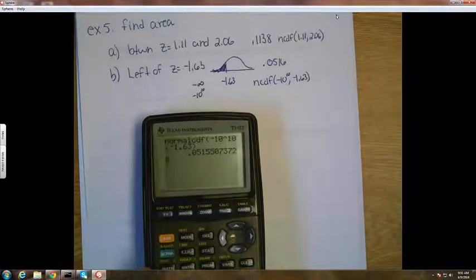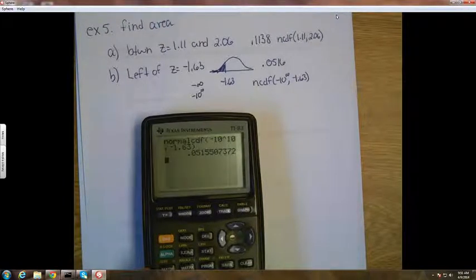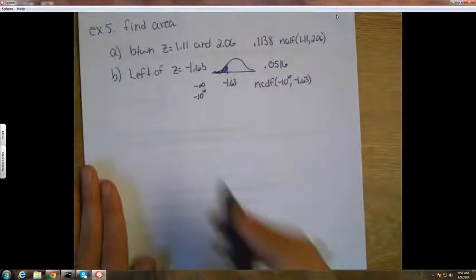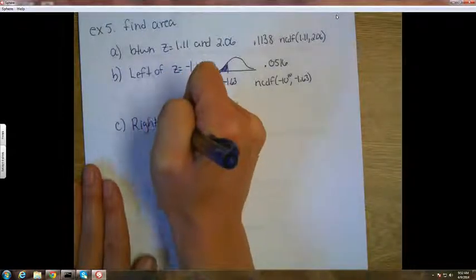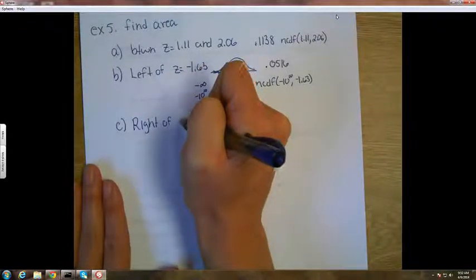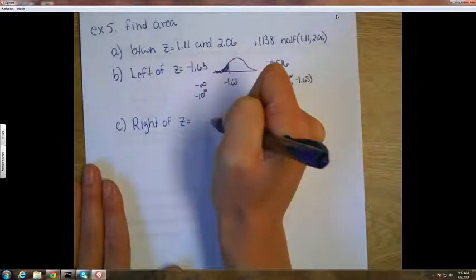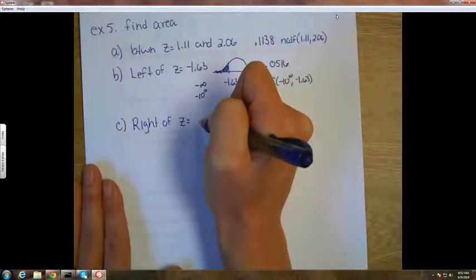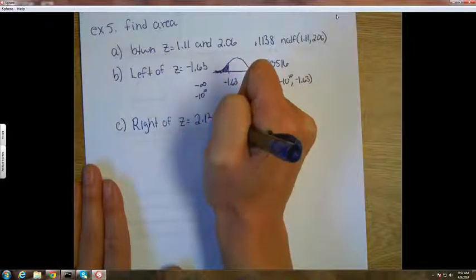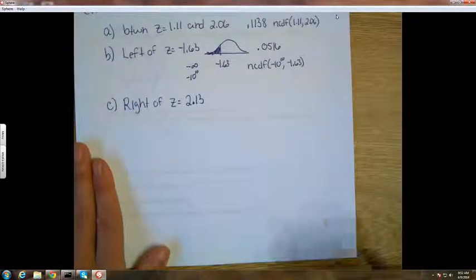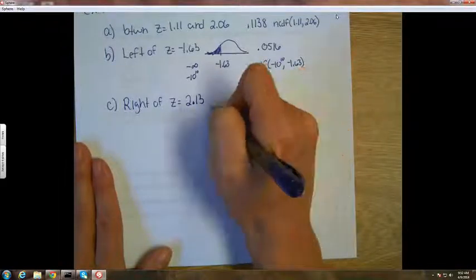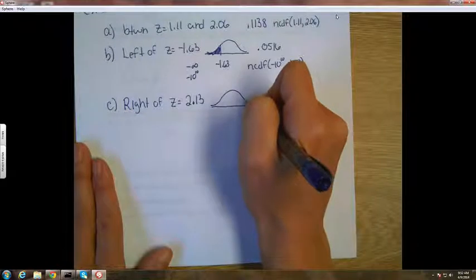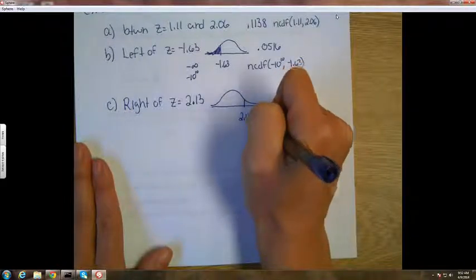Second distribution. Down at the bottom. Okay. Okay, right. Of z equals, what do we have? 2.13. Okay, I only see one z-score here. We've got to feed the program two z-scores. There's 2.13, and I'm going to the right.